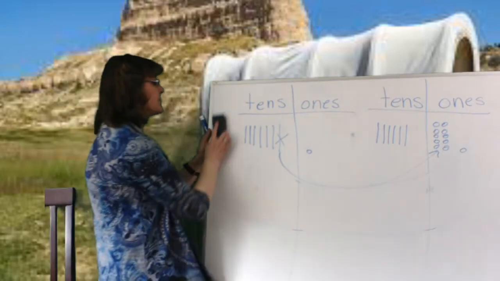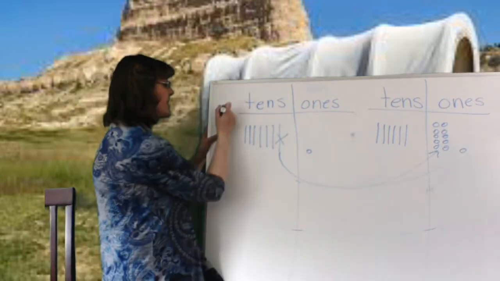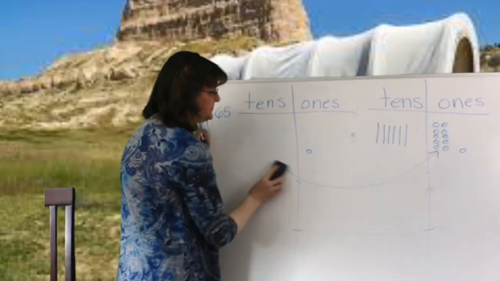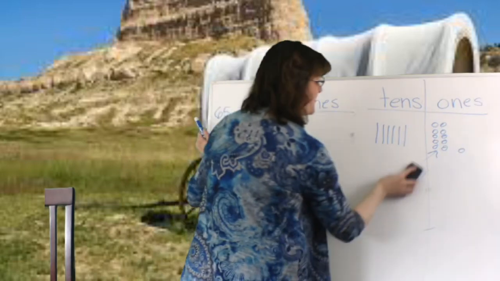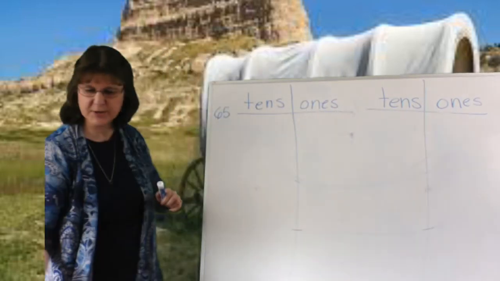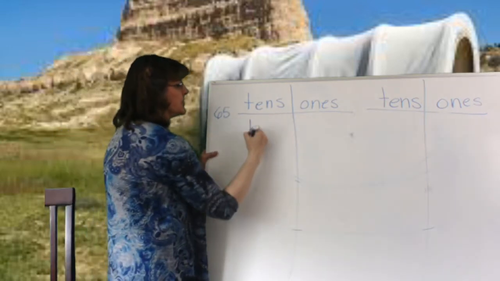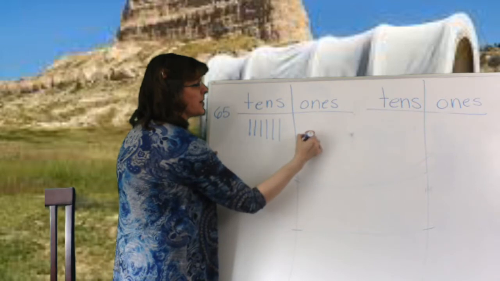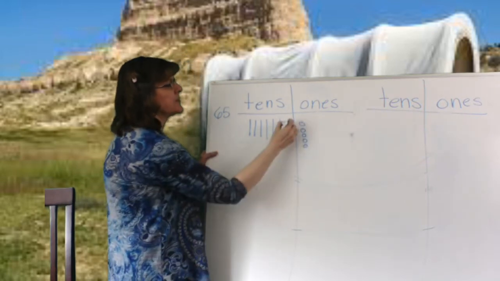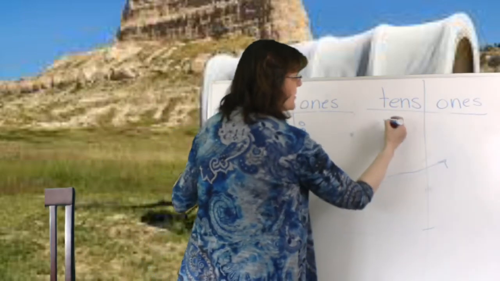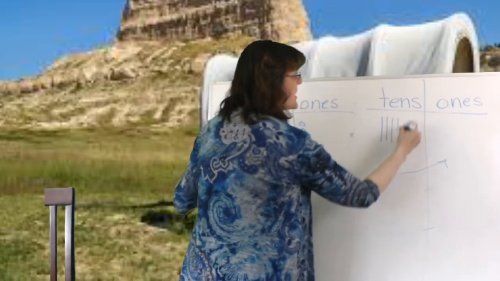Our next number is 65. So let's erase our parts here and start with our first quick picture. Our first quick picture would be 6 in the 10s and 5 in the 1s. I'm going to take away a 10, move it over there. Now I only have 5 in the 10s.